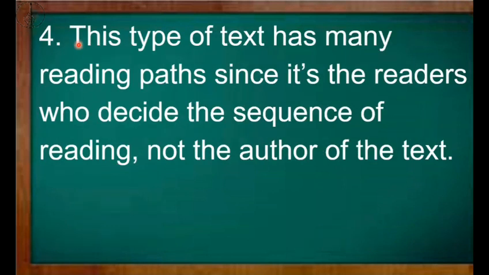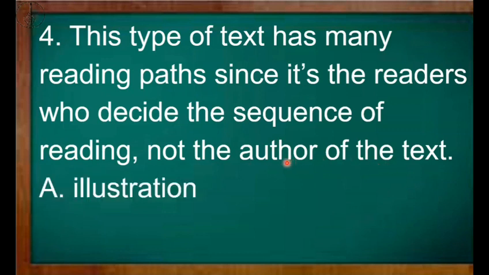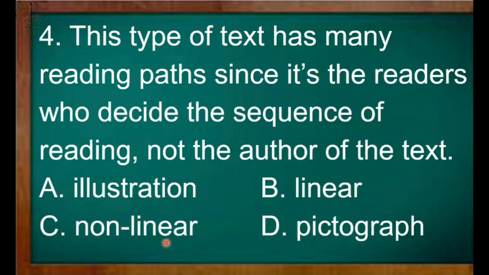Alright, number 4. This type of text has many reading paths since it is the readers who decide the sequence of reading, not the author of the text. Okay? A, illustration, B, linear, C, non-linear, and D, pictograph. The correct answer here is C, non-linear.